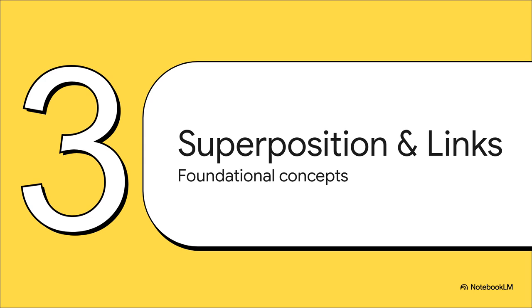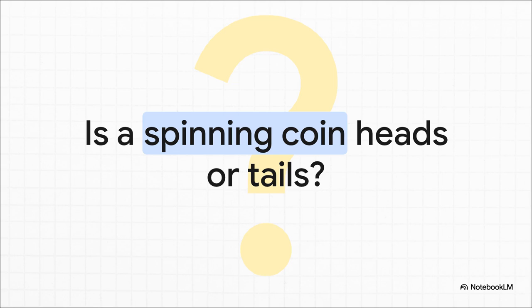That brings us to Section 3, superposition and entanglement. To understand how qubits manage to pull off this incredible feat, we really need to look at two massive foundational concepts in quantum mechanics. Let's start with superposition, and we'll use an everyday example to picture it. Think about flipping a coin. When it finally lands, it clearly shows either heads or tails.